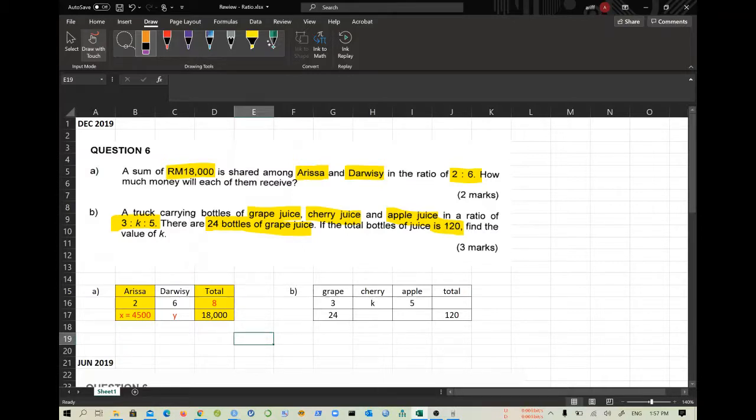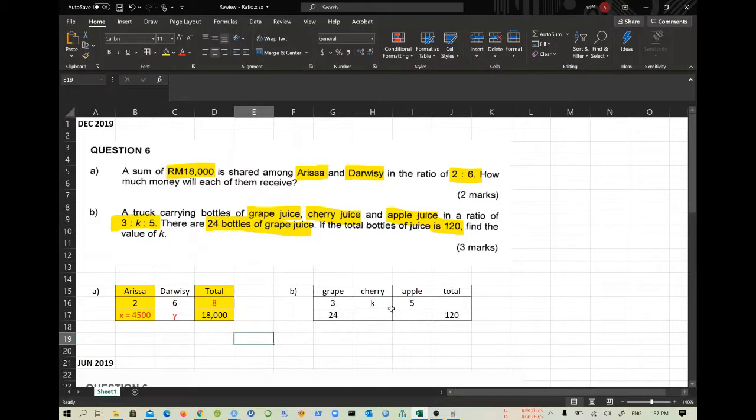Okay, so in this case, you have 3, k, and 5, and then the total here you don't have a value. So let me just write this one, give you a total. But right now it's not going to be a number, because you see that in between for cherry it is an unknown, a value of k. So we write this as k plus 3 plus 5 is 8. So you get k plus 8. So that is the total.